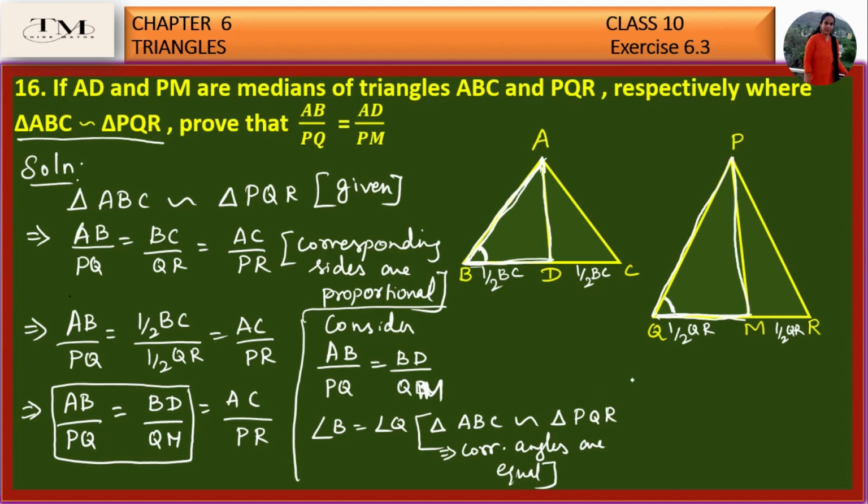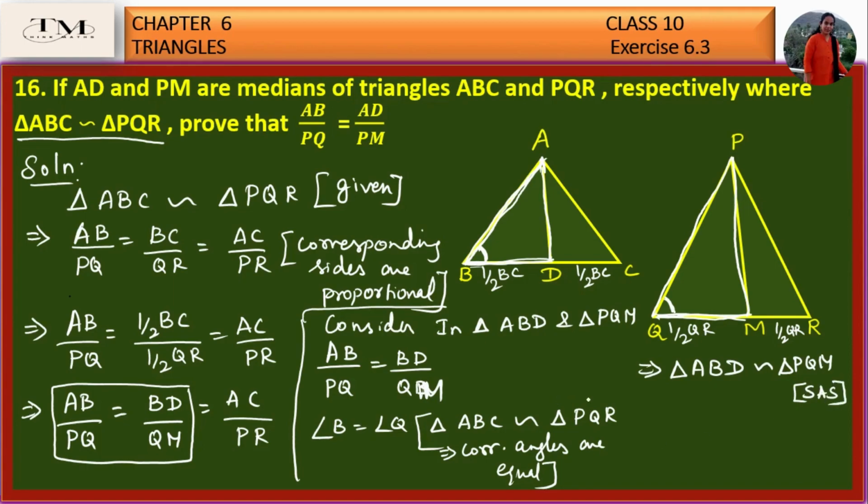So in these two triangles, triangle ABD and triangle PQM, what do we have? AB by PQ is equal to BD by QM, and also angle B is equal to angle Q. The reason is given here. So the two sides are proportional and the angle between them is equal. So this implies triangle ABD is similar to triangle PQM by the SAS property.